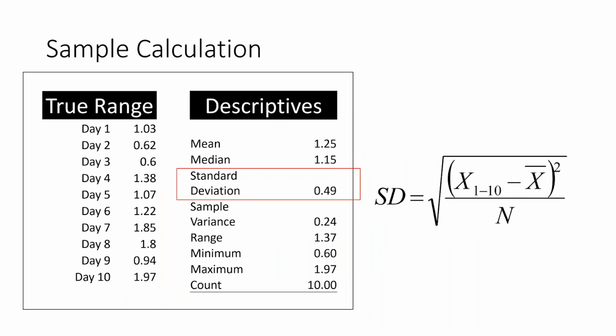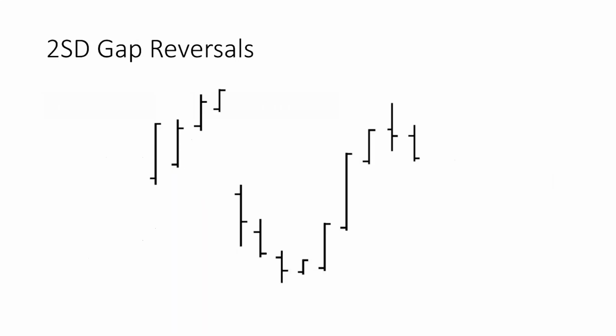You're interested in 2 standard deviations, so the software multiplies 49 cents times 2, which is 98 cents, and then adds it to that average. So that's how much the stock would have to gap in order to qualify.